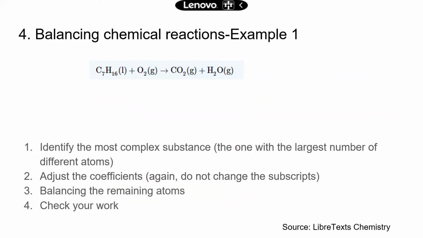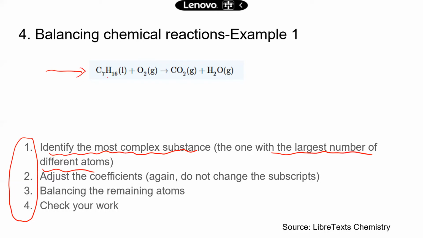Now let's go over 2 examples. So these are the major steps. I got the information from liberal texts for chemistry, but it's really similar to how I usually balance chemical reactions. For example, I usually identify the most complex substance. So what does it mean? What's the most complex substance? That means the one with the largest number of different atoms. If you look at this chemical reaction, you see number 7, number 16, right? They're much, much larger than number 2 or number 1. So this is going to be the most complex substance.